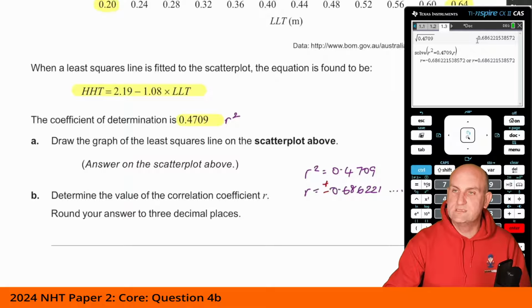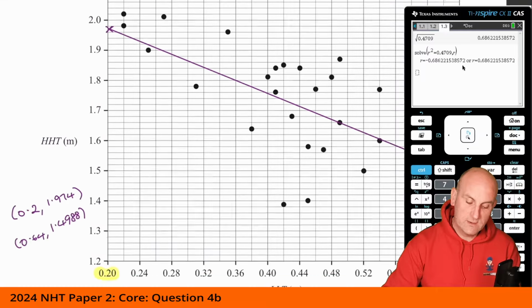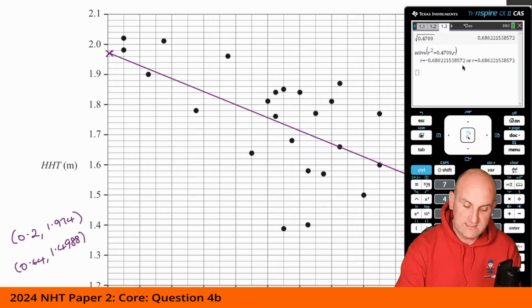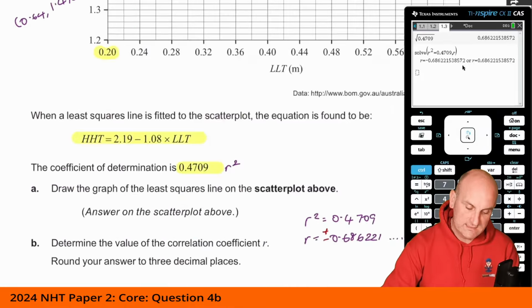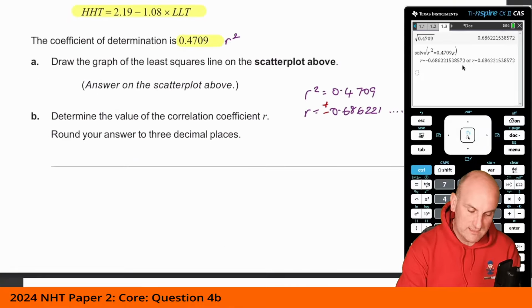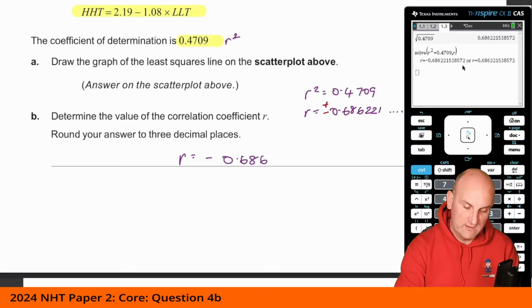And I really wish there was some way that TI and Spark could tell you, hey, actually, there are 2 values. Because now we have to look back at the graph. Because there is no way that that graph can have a positive value of R. Because it's sloping down. And in which case, that means that the correct answer for this would be that R is equal to minus 0.686. How do I know it's 686? Because again, my question says round to 3 decimal places.